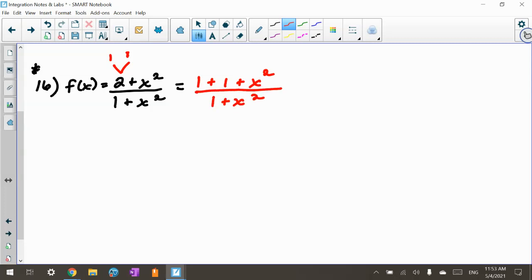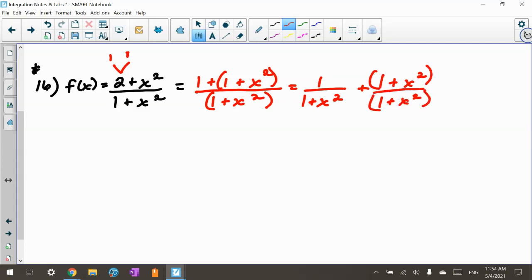Okay, so you're like, okay, I get that. Now watch. I'm going to put this in parentheses and this in parentheses. That does not mean you can cancel this, but I can split it up into, I can divide each by that. So I have 1 over 1 plus x squared plus 1 plus x squared over 1 plus x squared. Okay, that's how you would split that up.